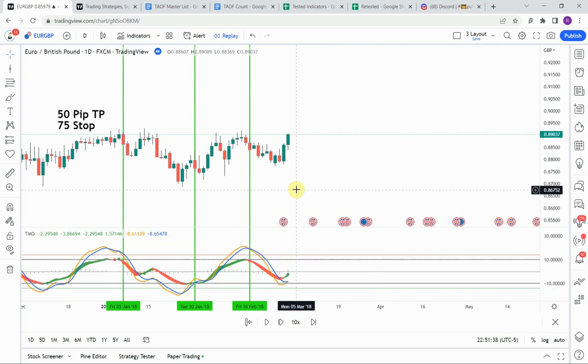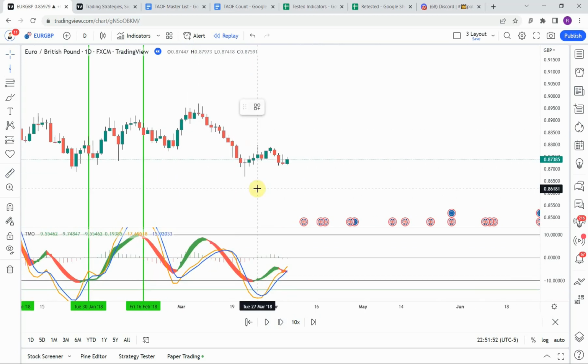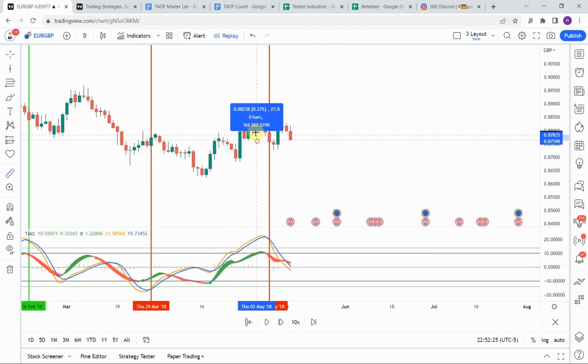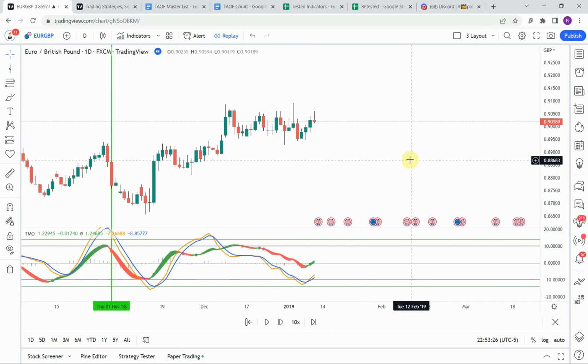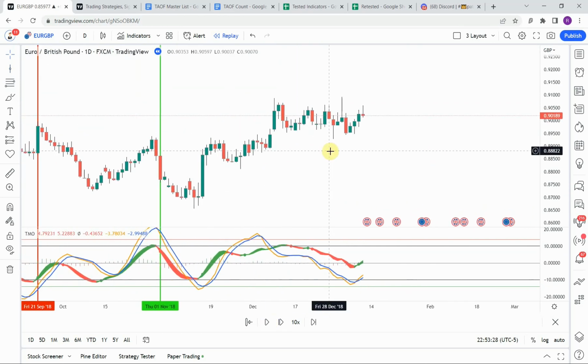All right, so I'm going to go ahead and fast forward through the rest of the testing, that way things won't get too long, and we'll pick this up when we are at the end of the year. All right, so that puts us at the end of the year right there.